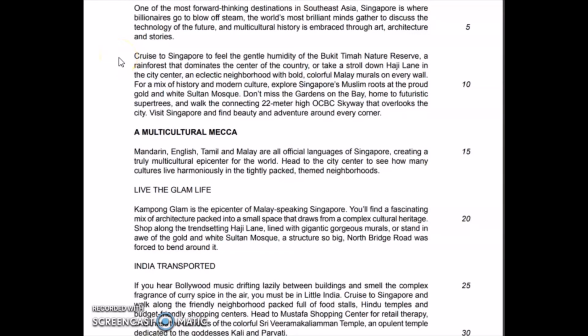So what type of evidence is the writer using to promote Singapore? In this paragraph, you can see that the writer is using concrete examples of specific locations from Singapore. Like he's talking about Bukit Timah Nature Reserve, then Haji Lane, then Sultan Mosque, Gardens by the Bay, OCBC Skyway. With the help of these concrete examples, the text is adding credibility.